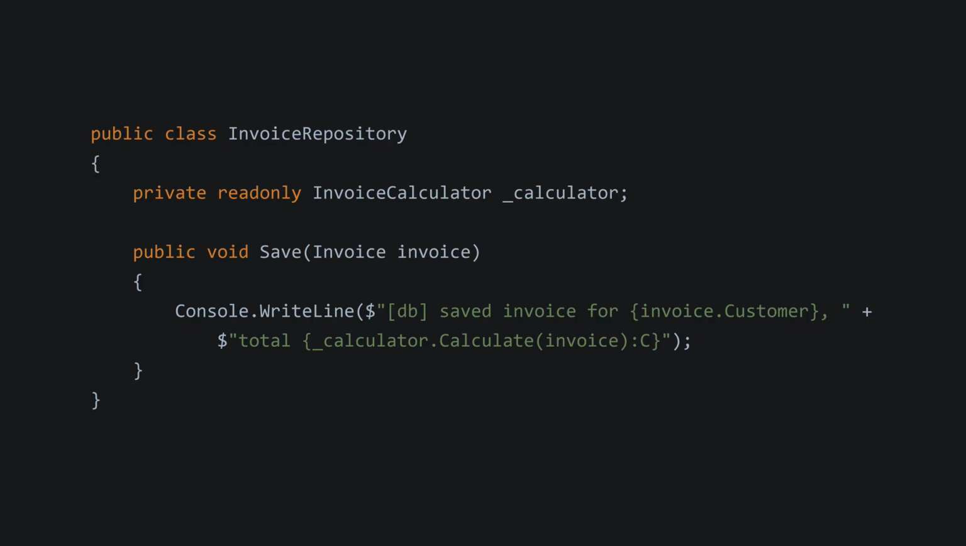Invoice repository takes an invoice and writes it to storage. Its only reason to change is a storage decision. A new database, a new table shape. It does not know how tax is calculated or how a receipt is laid out.